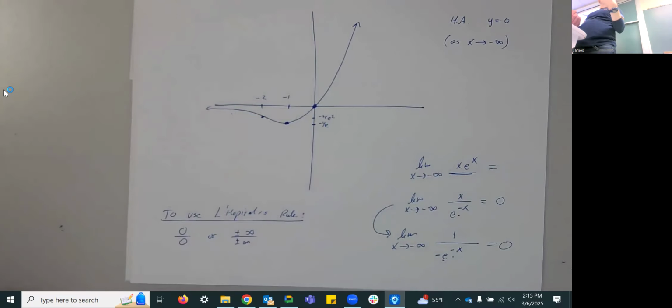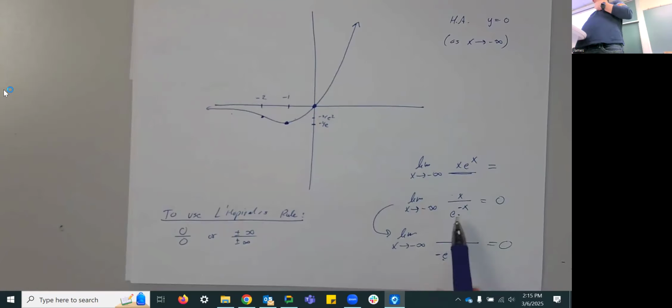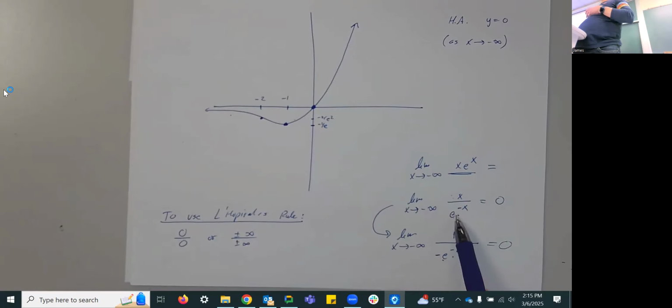So make sure that if you're thinking about using L'Hopital's rule, first of all, it's a limit. It's only for limits, it's not for anything else. And you're making sure that limit is of a fraction, and that fraction, the top thing's going to 0 and the bottom thing's going to 0, or the top thing's going to infinity and the bottom thing's going to infinity, which we'll talk more about on Tuesday.